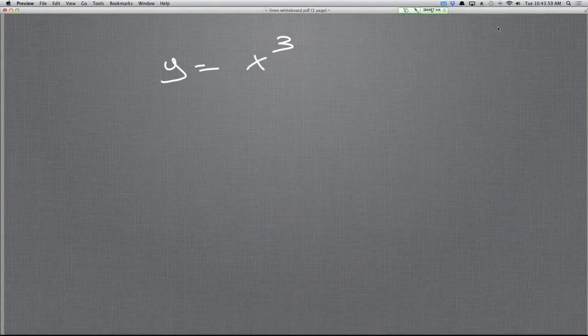Next we have the power rule. So let's say I have y equals x cubed and I want to find the derivative. Ryan, what's the power rule? Do you remember? Zach? Is that where you multiply the variable by the power and take 1 out of it?